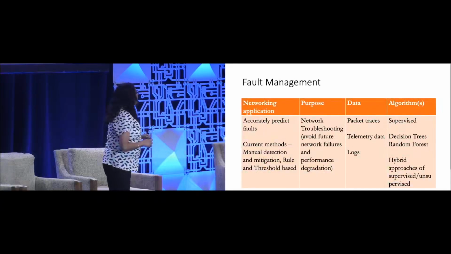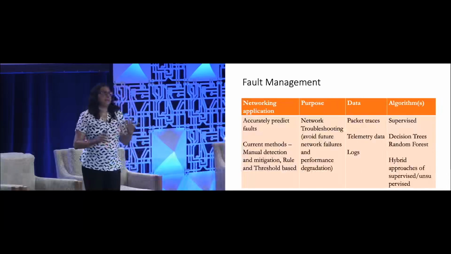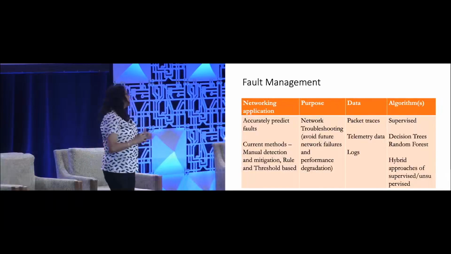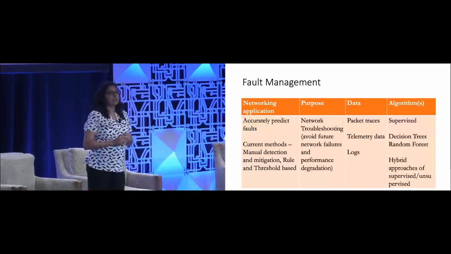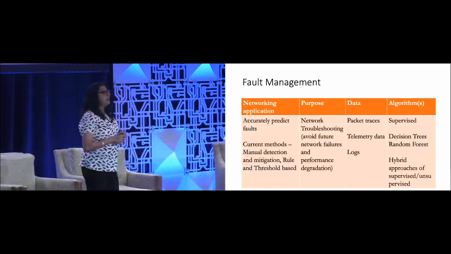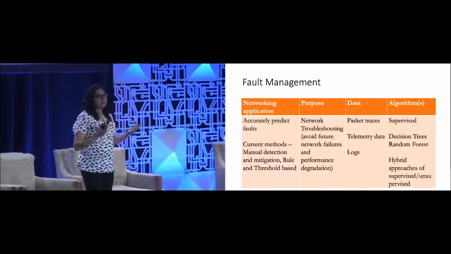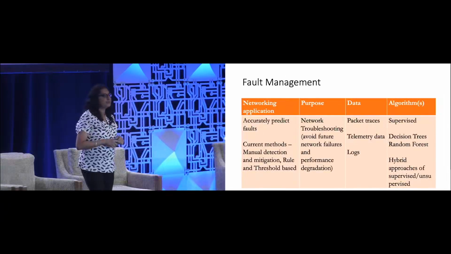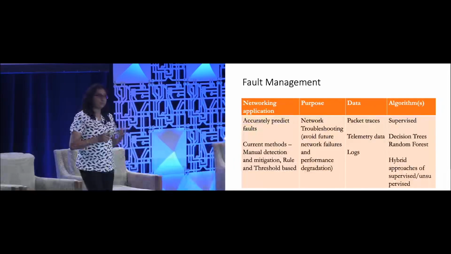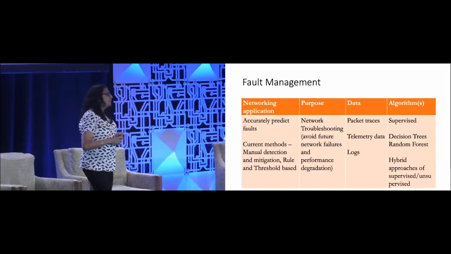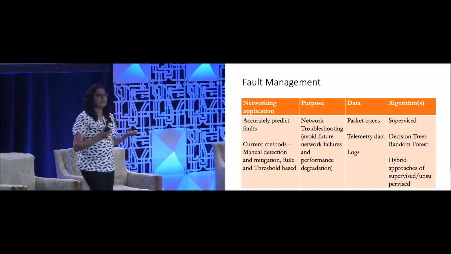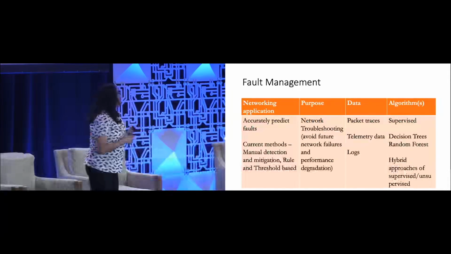So, fault management is the one that we have been working a lot on. This is to accurately predict network faults that are flying under the radar. Most of you who have worked in networking know what happens in a network fault. Somebody complains that the network is not working. So you have to go and figure out where the fault is, so fault isolation, and then you have to run around trying to mitigate the fault.